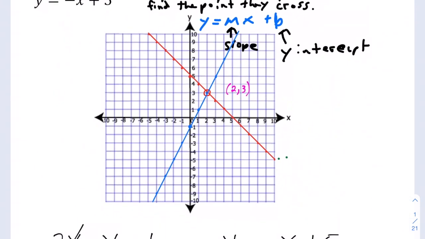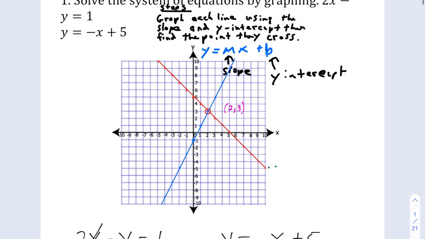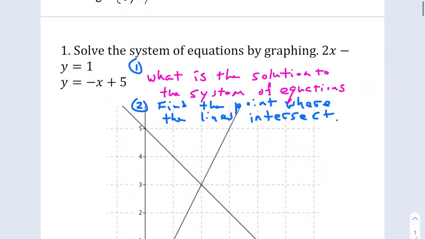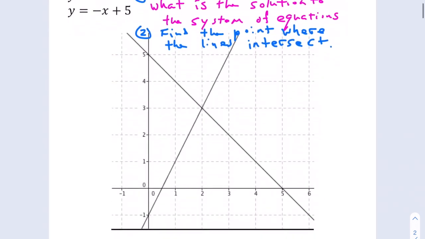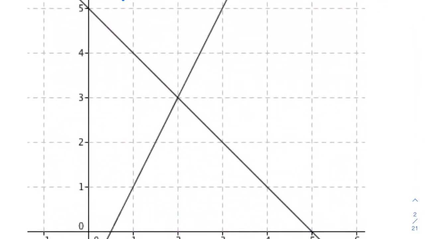So if you can see on the next page, Mr. Johnson went ahead and figured it out. And he asked some questions. What is the solution to the system of equations? And again, we were finding the point where the lines intersect. So he did the same thing there already. Looks like he used a program to get that accurate. And so you can see that, again, they are crossing at 2, 3.